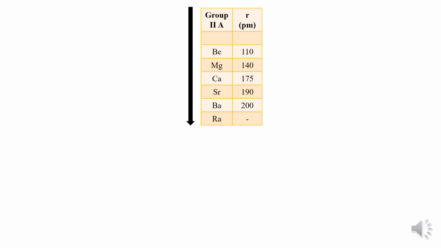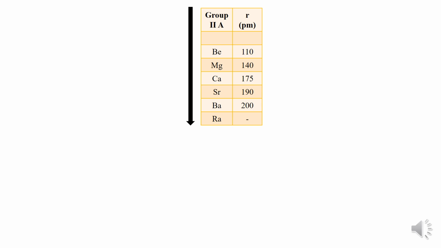Now going down the group, the atomic size increases. I have considered the group 2 elements as representative examples to explain why the atomic size increases going down the group. Beryllium has atomic size of 110, magnesium 140, calcium 175, strontium 190, and barium 200. So as you go down the group, the atomic size increases.